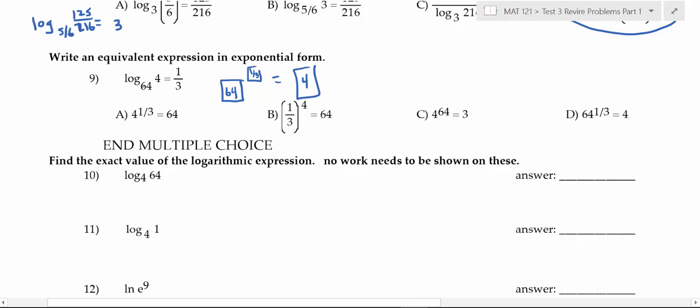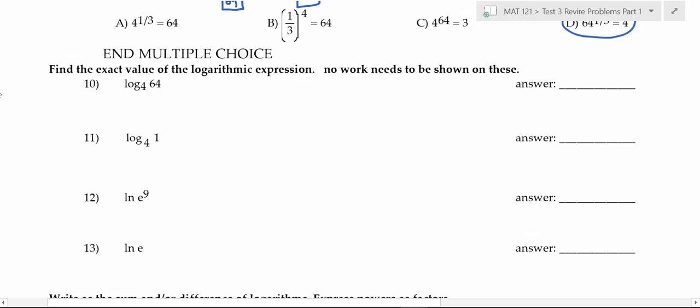Okay, when you're doing logarithms, remember the answer to a logarithm is an exponent. So that goes there. So you would end up with 64 to the 1/3 power is equal to 4. So that would also be choice D. Okay, so those are some examples of some multiple choice questions. There's all kinds of things I can ask. Those are just some examples.